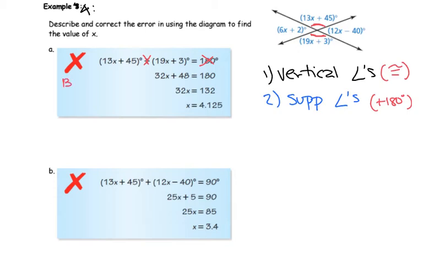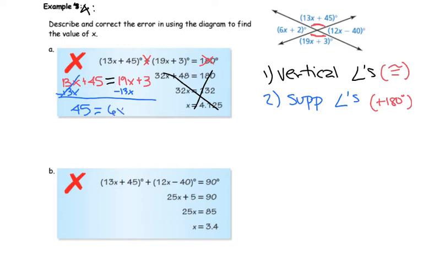What we would do instead is make them equal to each other because they're congruent. So this will become our new problem. All of this is wrong. They should have actually made these equal to each other. So now we can solve this. I'm going to subtract 13x from both sides. That cancels out. I'm left with 45 equals 19x minus 13x, which leaves me with 6x plus 3.